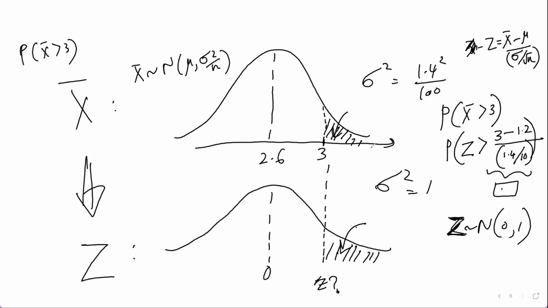So we map it into a standard normal distribution. So for that we have to find the corresponding quantile, corresponding value here.